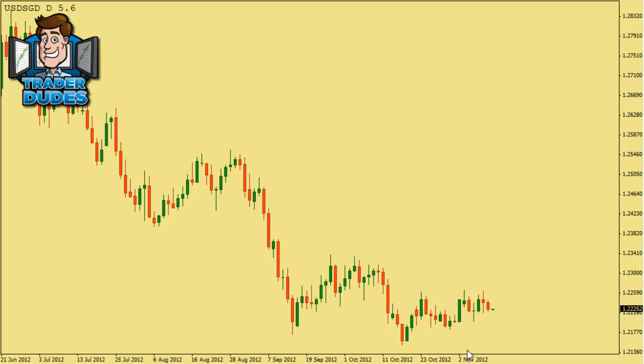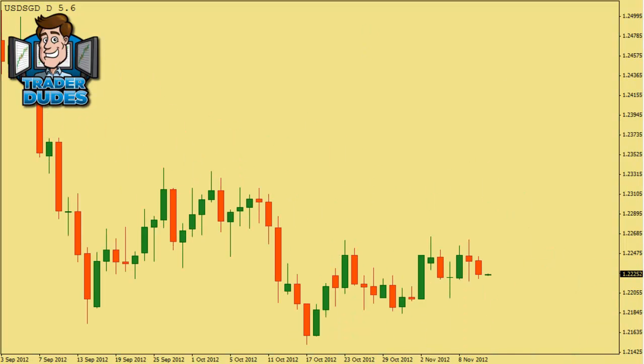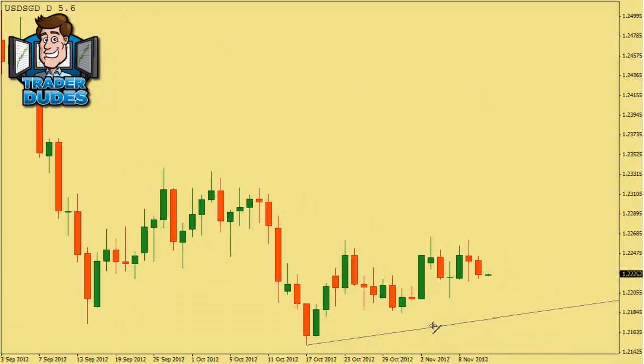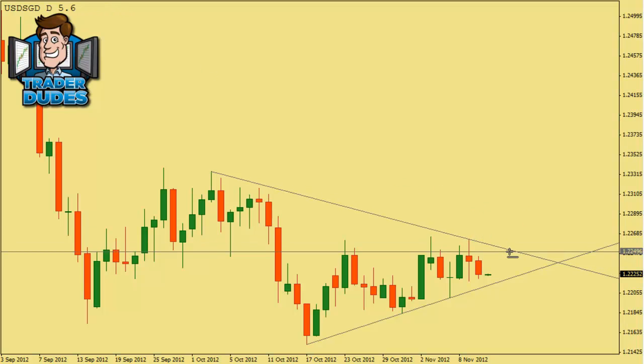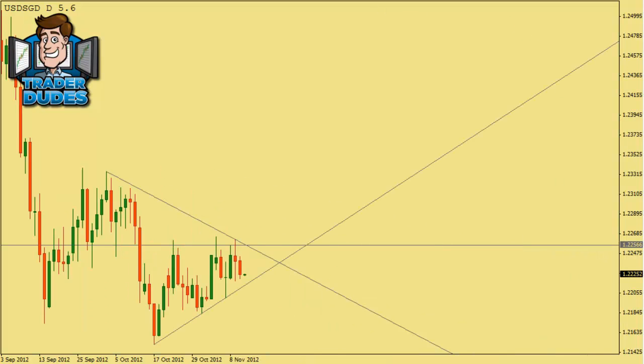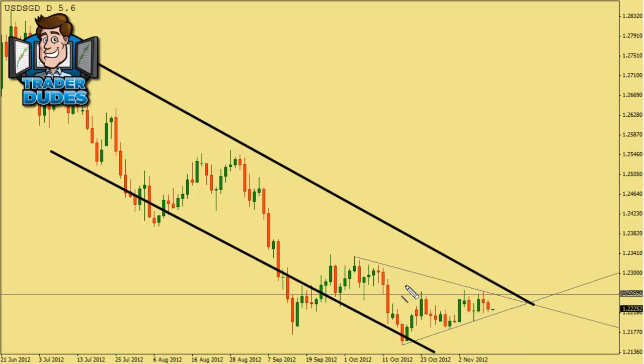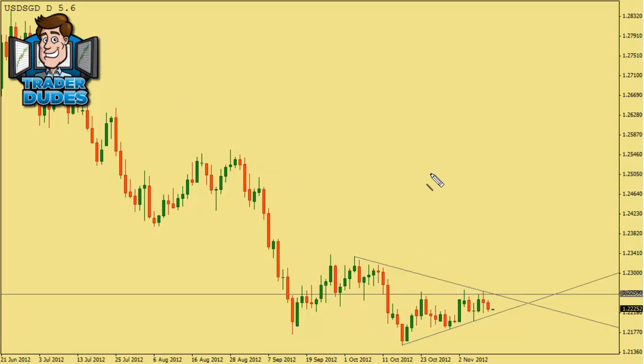So here we are, and as you can see, if we zoom in a little, we could draw a rising trend line here and a descending trend line here. We could also possibly draw, say, a horizontal support resistance level here. So we've got price in a general downtrend, and in a general downtrend, our preference is to take a short trade. So we just bear that in mind.